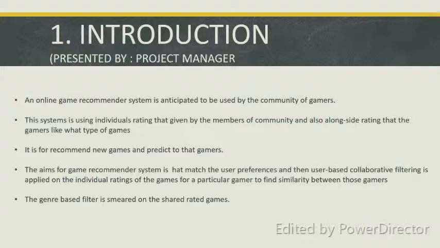The aim of the Game Recommender System is to match the user preference, and user-based collaborative filtering is applied on the individual ratings of the games for particular gamers to find similarity between those gamers. The genre-based filter is made on the shared rated games. Okay, that's all about the introduction to the Game Recommender System.